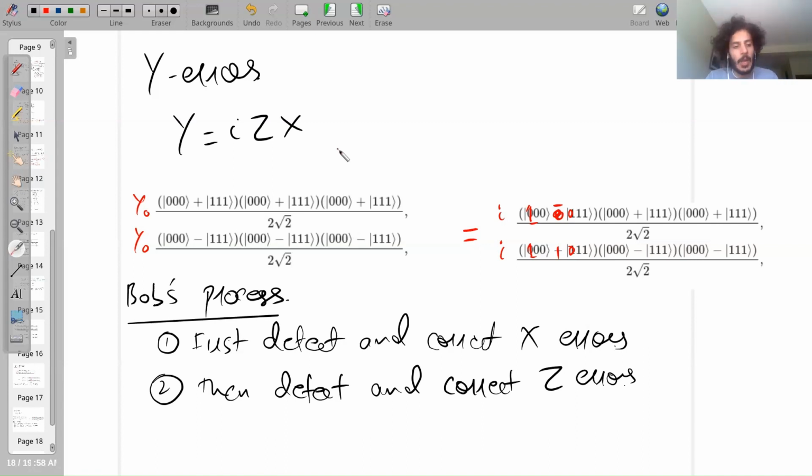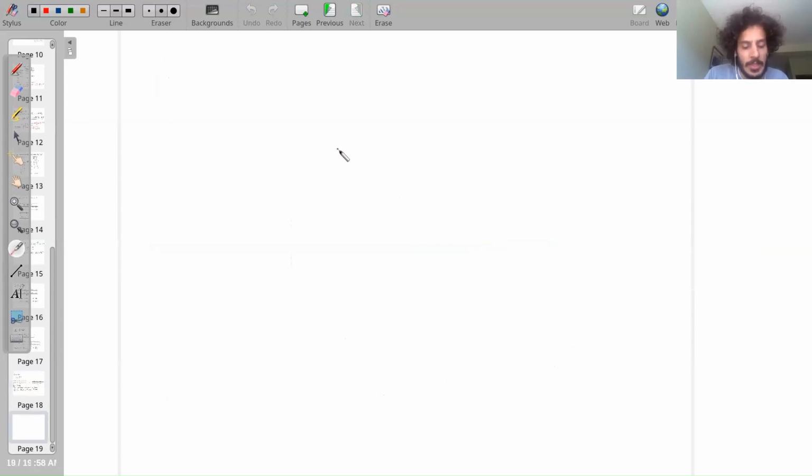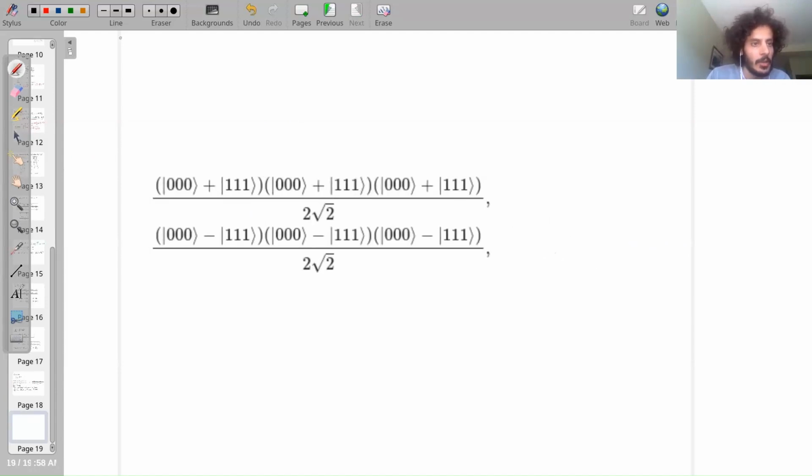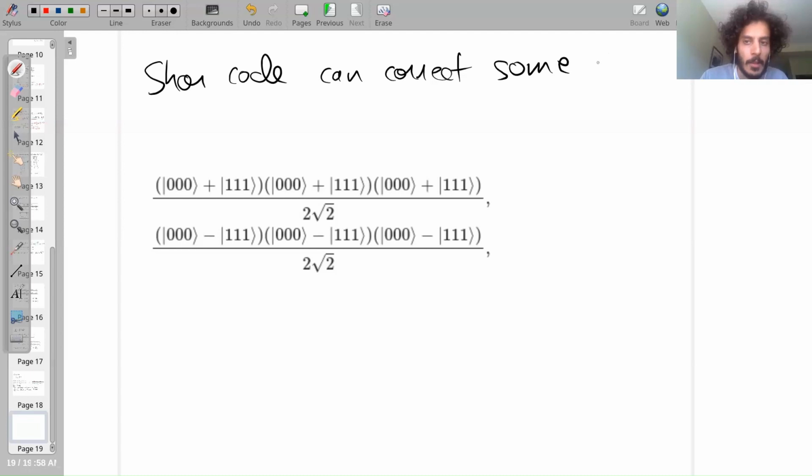Okay, so I will leave you guys with one final thing, that you'll notice something more strange about the Shor code. Shor code is named after Peter Shor, who's very famous. Well, I guess everybody knows about the Shor algorithm for factorization. So it's the same Shor. He also invented this code, so that's why it's called Shor's code. It can correct some, but not all 2-qubit errors.